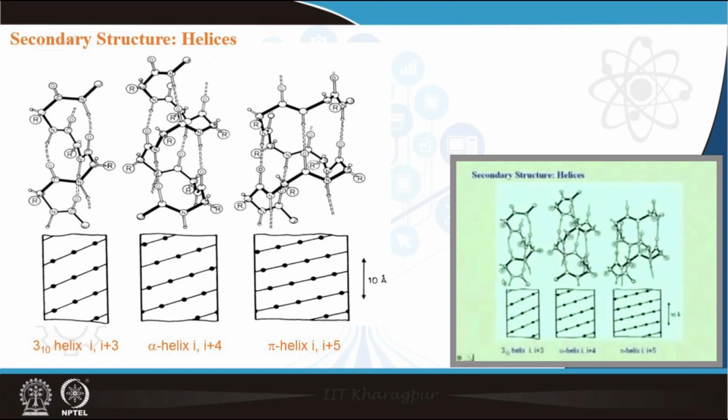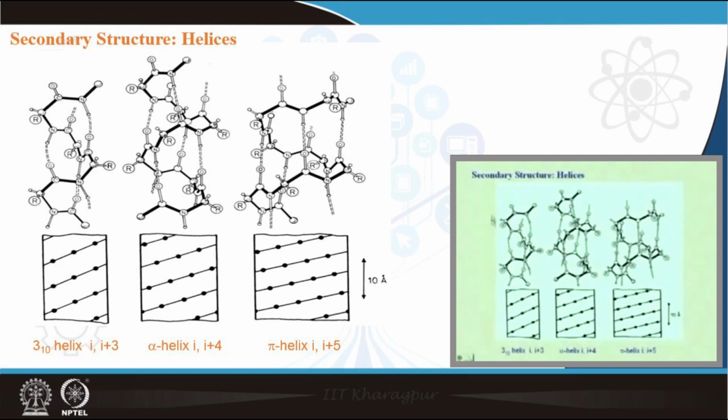Now, if we look at the pitch of these helices, what I mentioned before was what we called a 3-10 helix, an alpha helix and a pi helix. The difference between these is the hydrogen bonding. They all form hydrogen bonds. It is just with whom they are forming the hydrogen bonds.